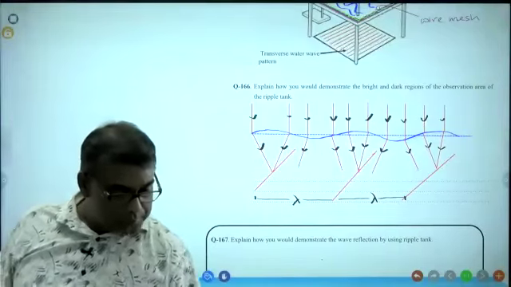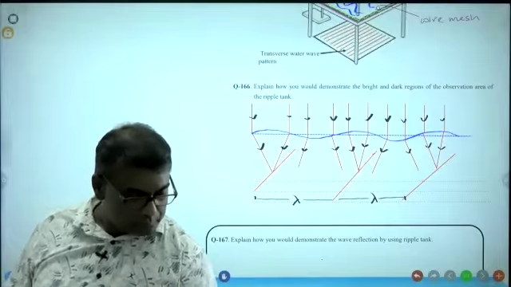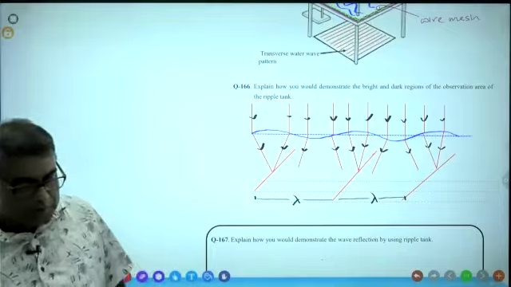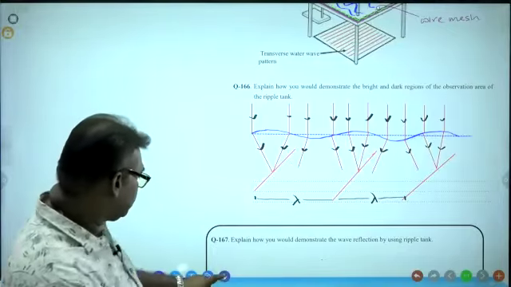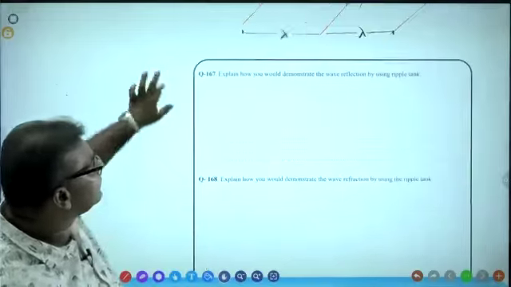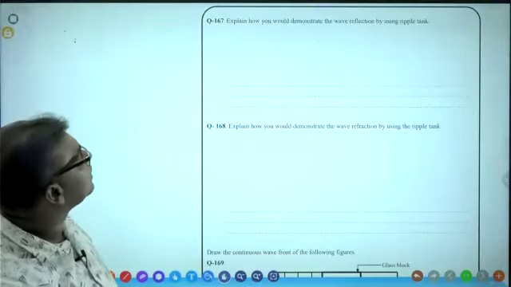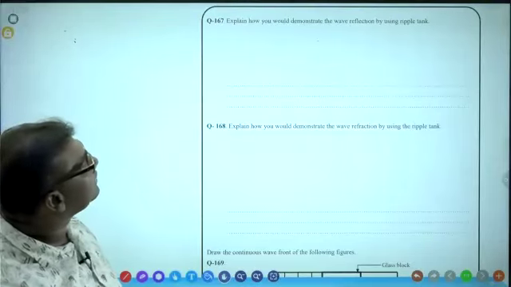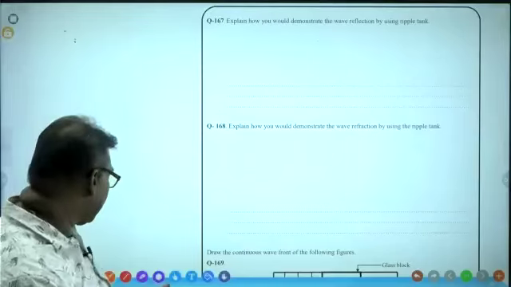167. Explain how you would demonstrate wave reflection by using a ripple tank. Can we consider that? Right. We can copy this kind of diagram now.